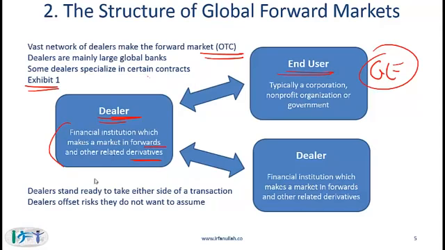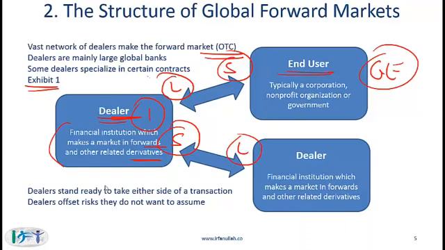Now, if the dealer, which stands ready to take either side of a contract, wants to hedge that particular risk, it might contact another dealer, and with this other dealer, it might take the opposite position. So, for example, let's say in my euro example that General Electric is taking a short position on the euro, which means that the dealer would take a long position. But if the dealer wants to hedge this long position, it might get into a contract with another dealer where this original dealer, Merrill Lynch, might take a short position, and then this particular dealer takes a long position.